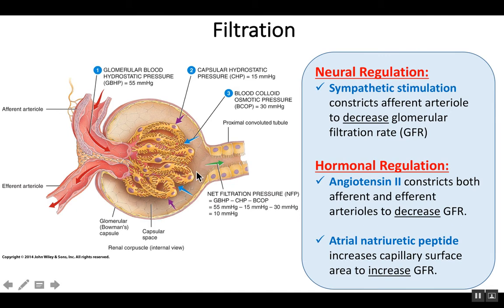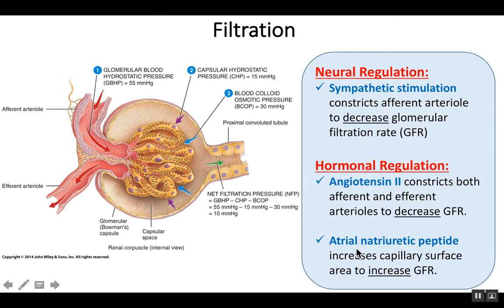The next two things that regulate filtration are hormones. Angiotensin II acts kind of like sympathetic stimulation. It constricts. Angiotensin II is a vasoconstrictor. We learned about it back in blood vessels. It vasoconstricts a lot. It'll vasoconstrict all kinds of stuff. But here we're talking about the afferent arteriole. It also constricts the efferent, but same idea. You want to think of angiotensin II as very similar to sympathetic stimulation. It helps to decrease GFR.